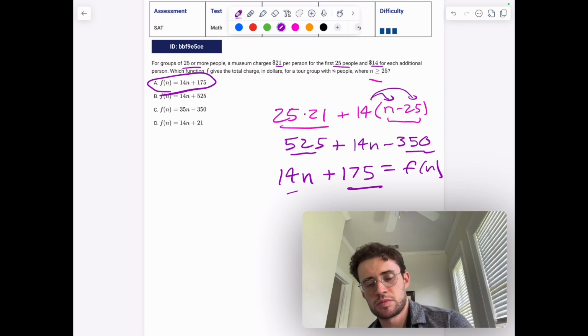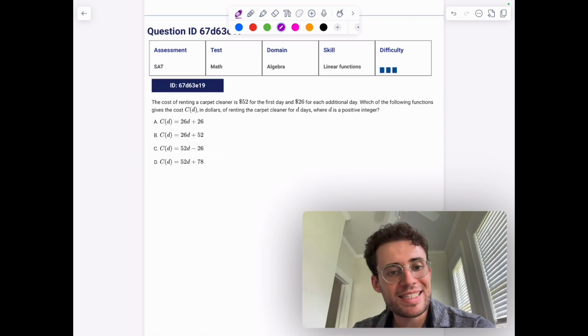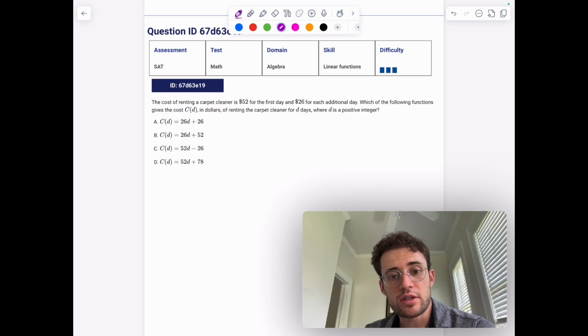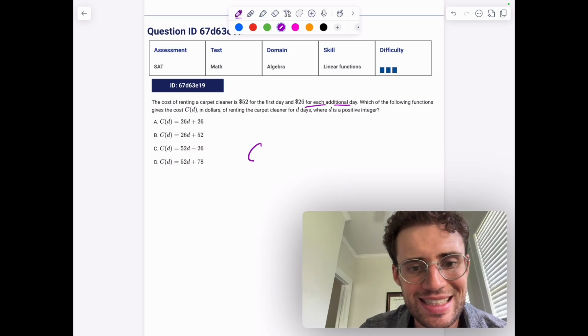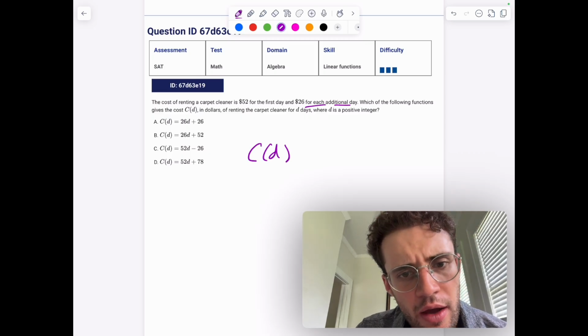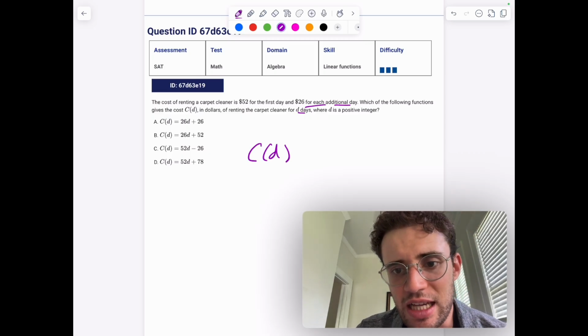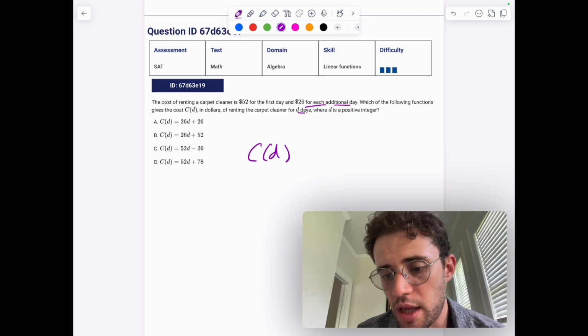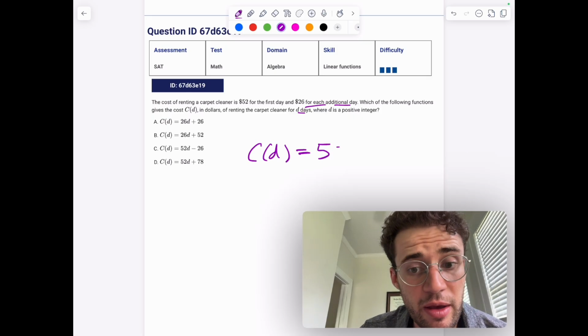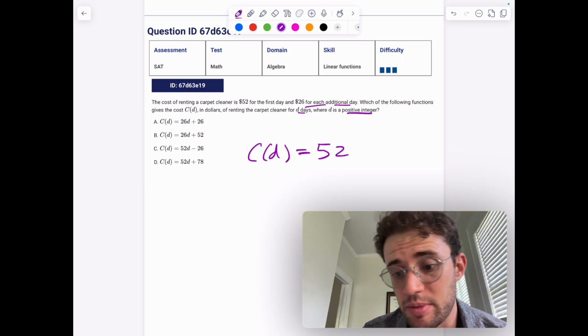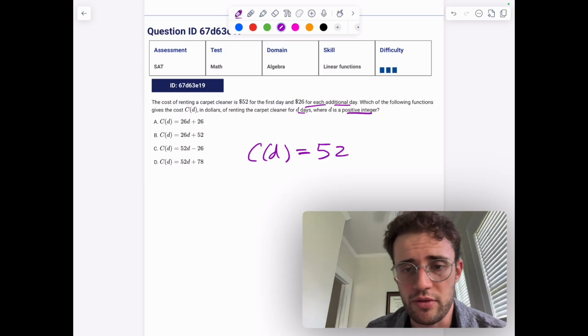The cost of renting a carpet cleaner is $52 for the first day and $26 for each additional day. Which of the following functions gives the cost C of D in dollars for renting the carpet cleaner for D days where D is a positive integer, so it's at least 1? We know the first day you paid $52, because D is a positive integer, it has to be at least 1. At least one day you paid $52.